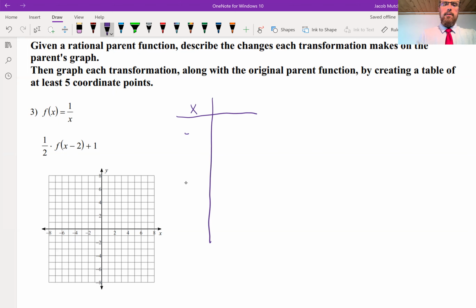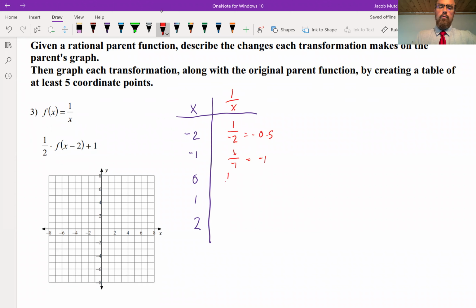So I'm going to give the x values -2, -1, 0, 1, and 2. And then we'll calculate 1 over x. So we'll start in there. 1 over -2 is -0.5. 1 over -1 is -1. So I see both those values are going to be below the x-axis.